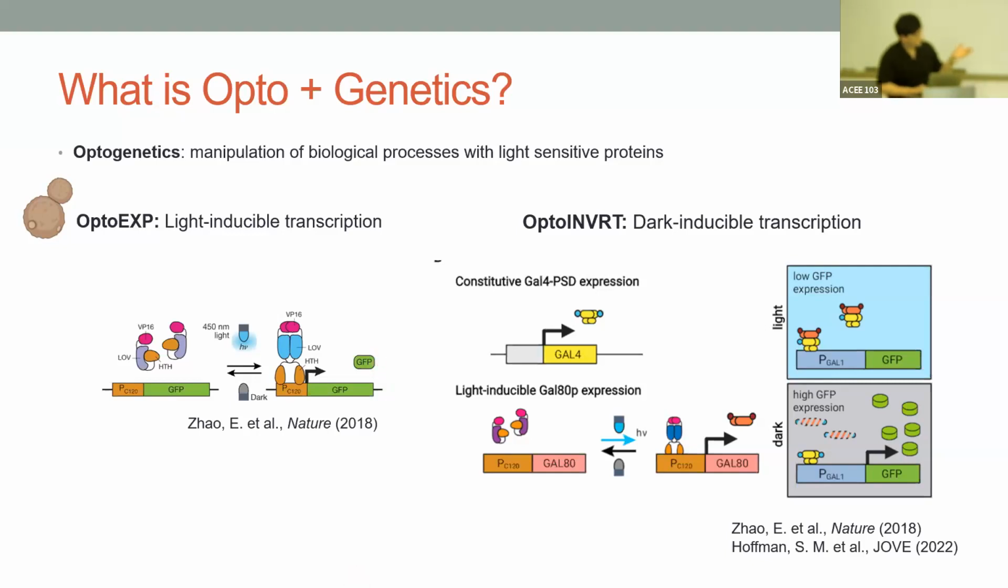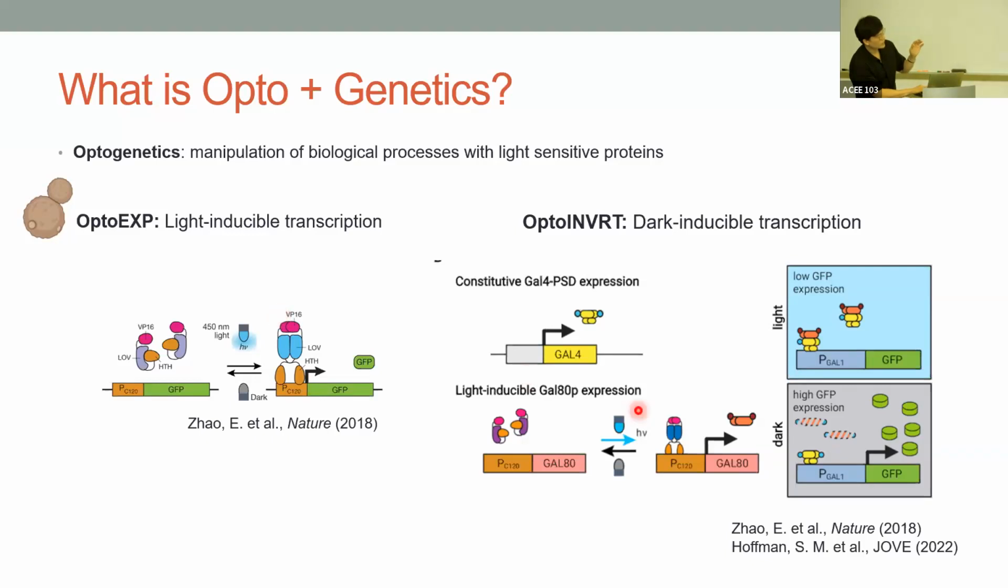Here, a previous PhD graduate from the lab has developed OptoEXP. It's a dark-inducible transcription factor that doesn't bind its cognate DNA in the dark. Only when you shine blue light, it comes and binds its cognate promoter, expressing any gene of interest.